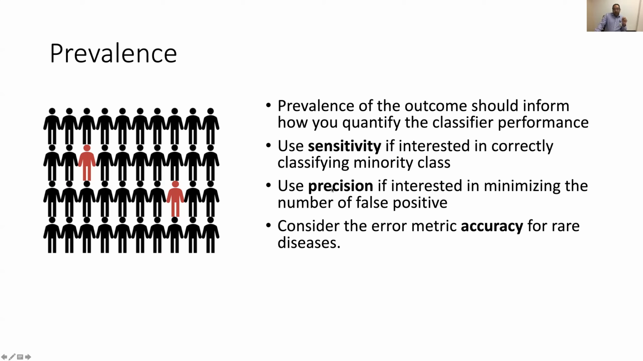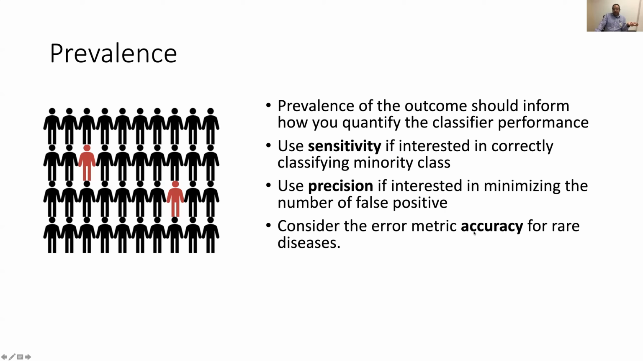If on the other hand I want to minimize the false positives, because it's really bad if I say someone is a case and then treat them, and that treatment can be quite dangerous, then you tune your model for precision. So you can see how your problem at hand will inform what metric you use to quantify the performance of your classifier, and you tune accordingly.